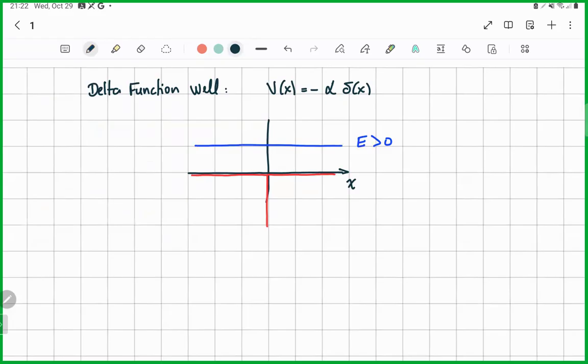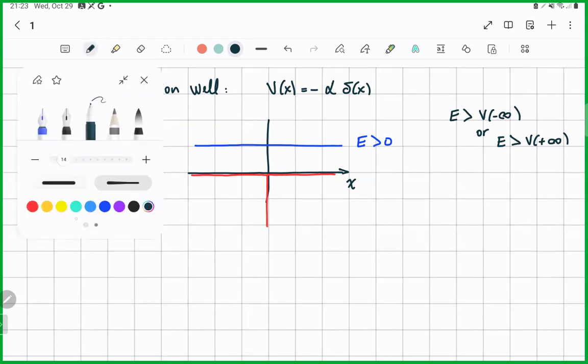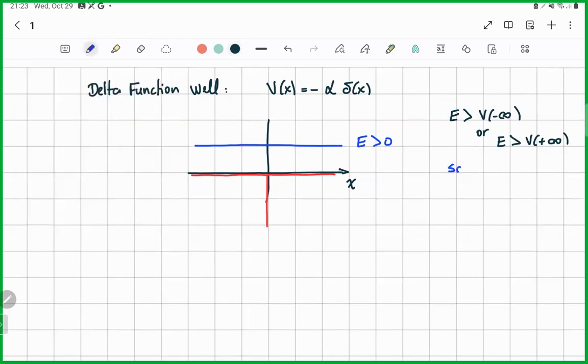To have a scattering state, what we need is either the energy is larger than the potential at minus infinity, or it is larger than the potential at plus infinity. Well, we have both cases. The energy is larger than the potential at both plus infinity and minus infinity. So we are indeed dealing with the case of scattering states.